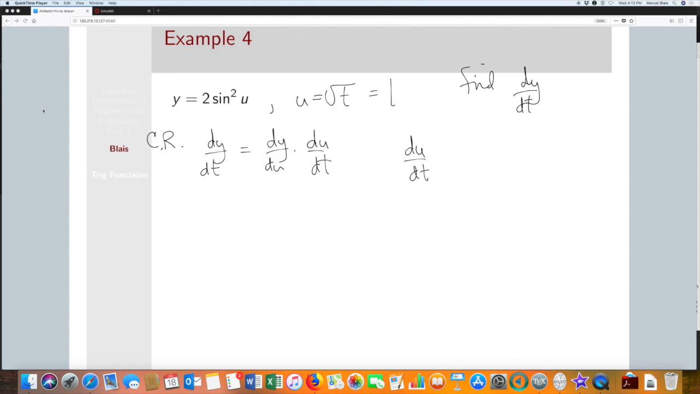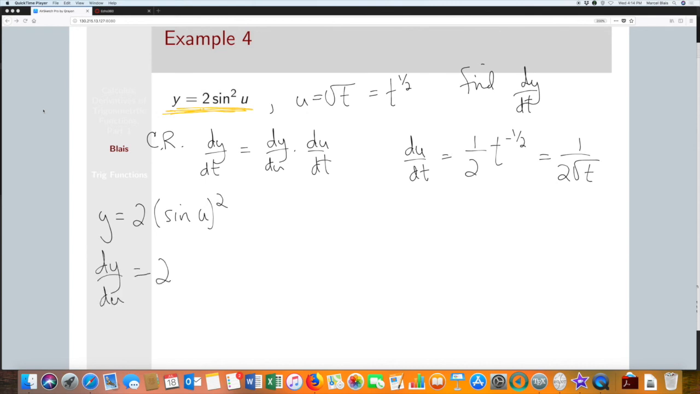So our du dt is the quick one. So root t is just t to the 1/2, and we know from our power rule that's 1/2 t to the negative 1/2, or 1 over 2 root t. And for dy du, it might be helpful to rewrite that expression for y. That's y equals 2 times sine of u squared. Written this way, we know that this sine squared u is just shorthand for sine of u squared. Written this way, it'll be easier to see how to take the derivative, dy du.